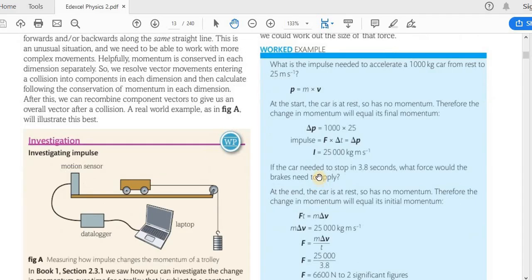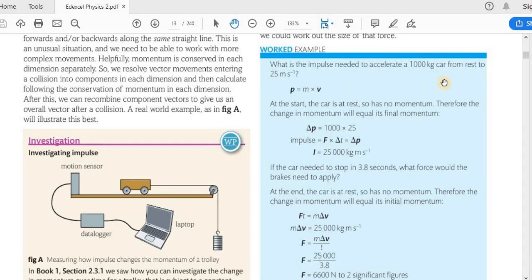Okay, let's go through the example so that you can understand this better. The examples are here so that you understand the theory better. What is the impulse needed to accelerate a 1000 kilogram car from rest to 25 meters per second? Again, in a question like this, the quantities that they have given you, you can write them separately.